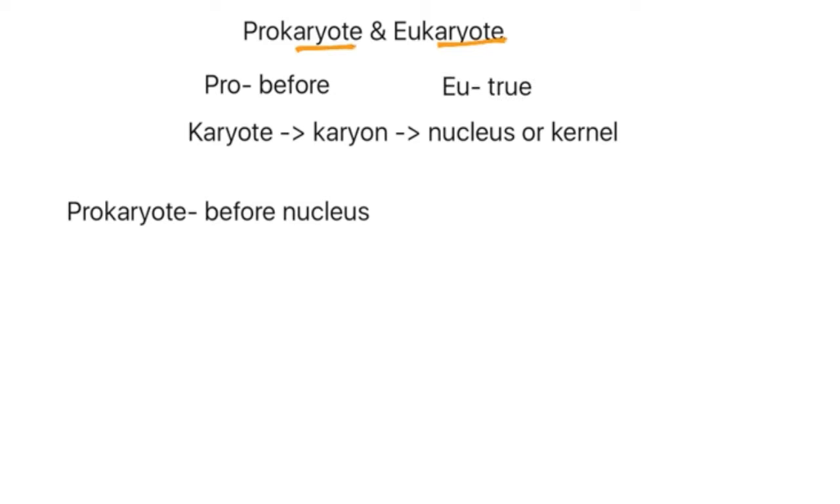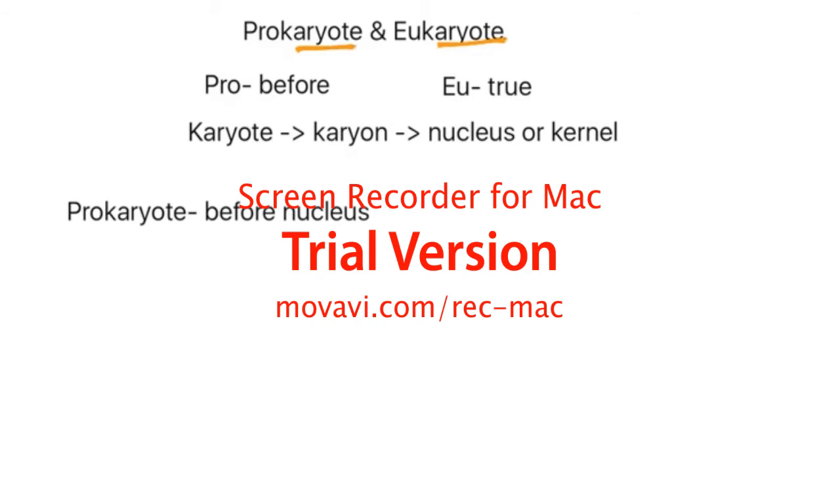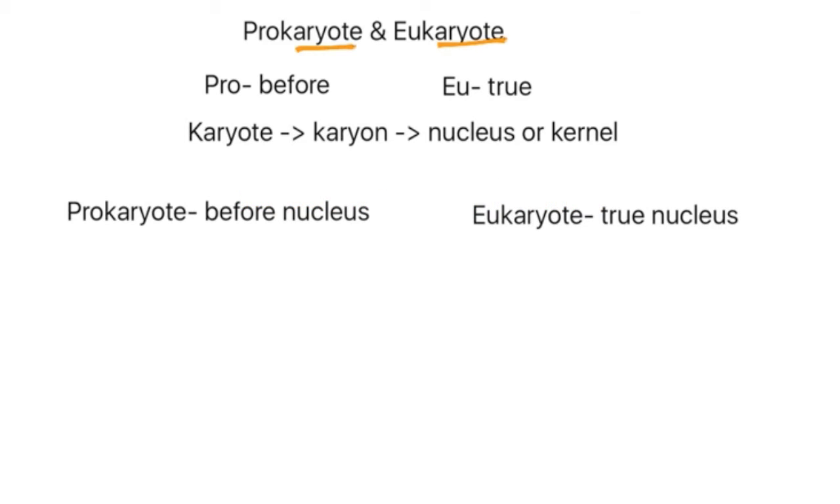Eukaryotes, EU, means true. So if you put that together with karyote, we find that eukaryote means true nucleus, which makes sense with what we understand about eukaryotes, because they do have a nucleus to enclose their genetic information. So if we go ahead and move on, we can talk about some of the differences between the two types of cells.